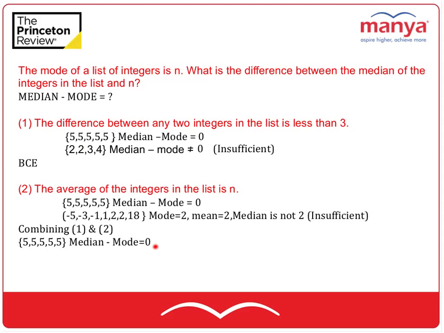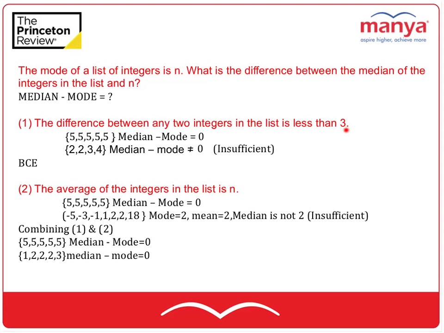Median minus mode is 0. So to get some other value, I should choose some numbers which are going to help me. So here I said fix the mode, right? So my mode is 2 and my median is... but what is the other condition when I fix the mode as 2? I should also see to it that the difference between any two integers in the list is less than 3.